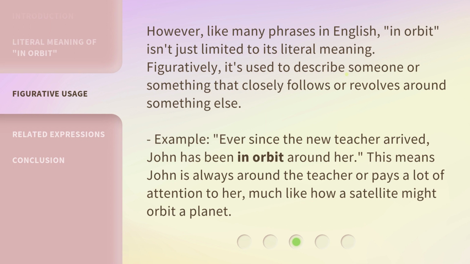However, like many phrases in English, in orbit isn't just limited to its literal meaning. Figuratively, it's used to describe someone or something that closely follows or revolves around something else. Example: ever since the new teacher arrived, John has been in orbit around her. This means John is always around the teacher or pays a lot of attention to her, much like how a satellite might orbit a planet.